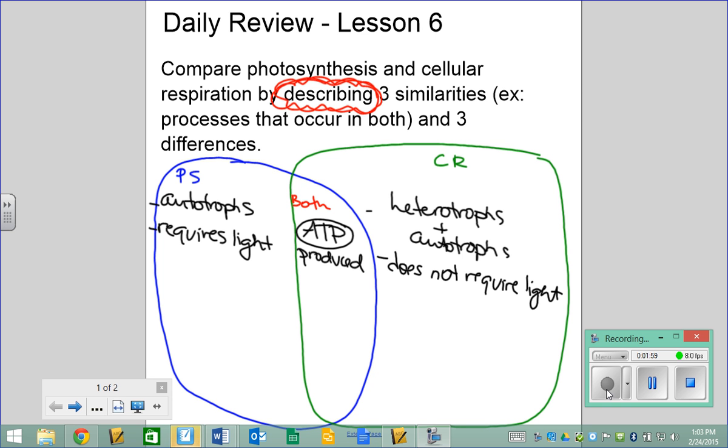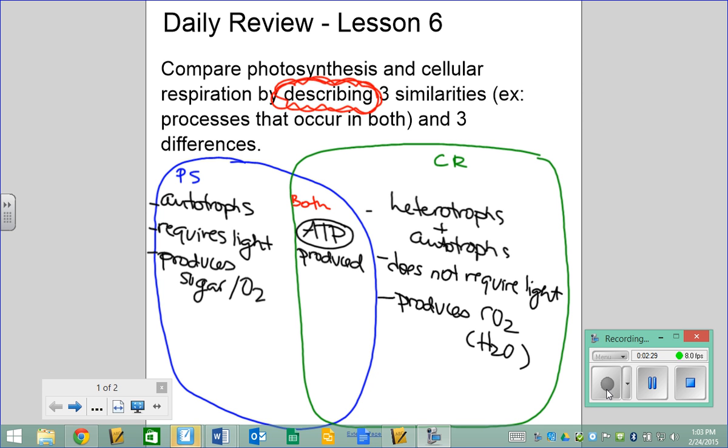Seth, let's hear one of the things you wrote. Photosynthesis produces sugar, and I'm going to add the other product so I can write them at the same time. So photosynthesis produces sugar as well as oxygen. Cellular respiration, what does it produce then? And I'm going to add water as well, just so we don't forget about it.